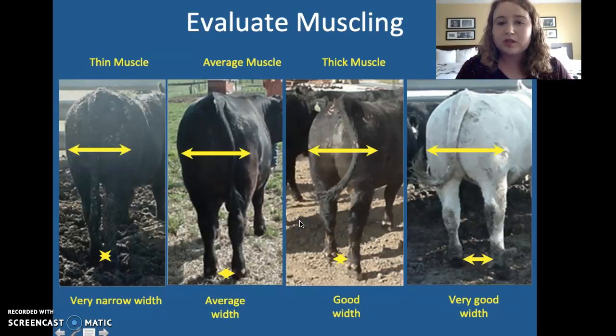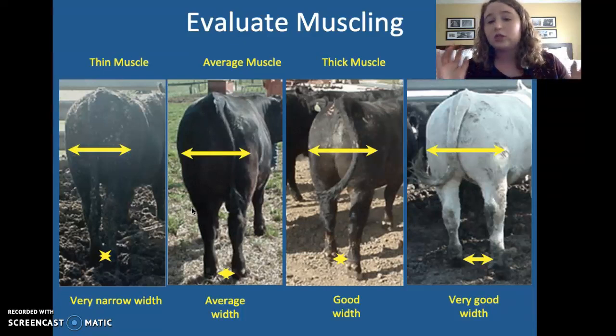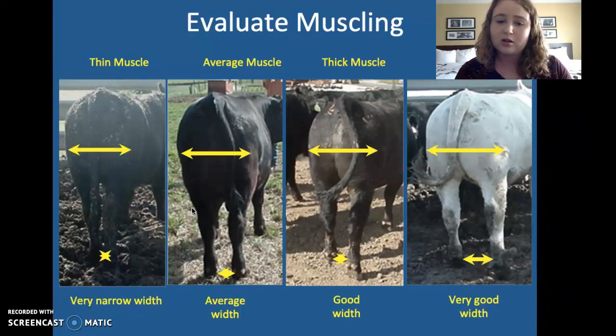Okay, so we'll look at some examples here. The first one on the left is obviously thin muscled. You can see how narrow they stand at the back. That is not good. You do not want that. Then as it progresses, you have average muscled, thick muscled, and super muscled. Super muscled would obviously be ideal. Even thick muscled would be fine. The thicker they are, the more meat.